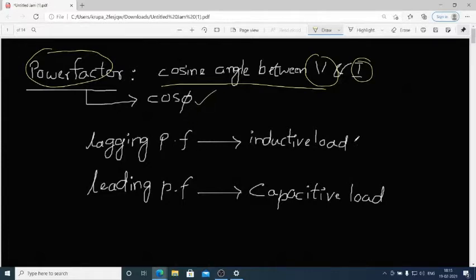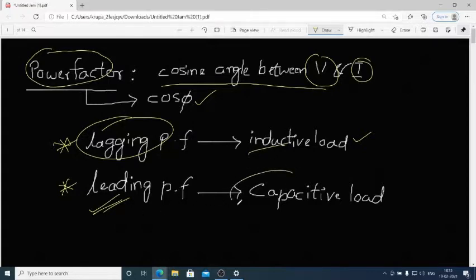For the inductive load, the nature of the power factor is lagging, whereas for the capacitive load the power factor nature is leading. Okay, please remember these two terms. The lagging nature of the power factor is for inductive load, and the leading nature of the power factor is for capacitive load.